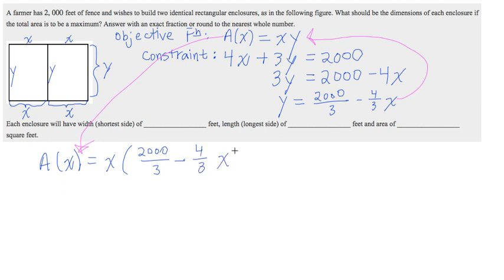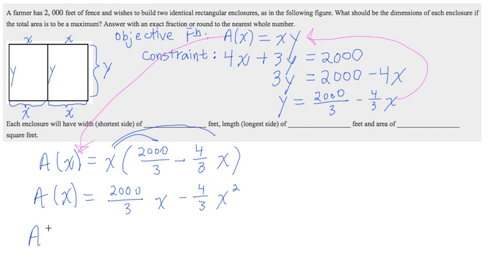So then area in terms of just x is x times y, which is x times (2,000 over 3 minus 4/3 x). Now you could go ahead and differentiate it at this point to try to find where it has a max, but I would recommend distributing the x first just to make it easier so you don't have to use the product rule. And then you find the critical values and solve from there. So distributing the x gives us 2,000 over 3 times x minus 4/3 x squared.